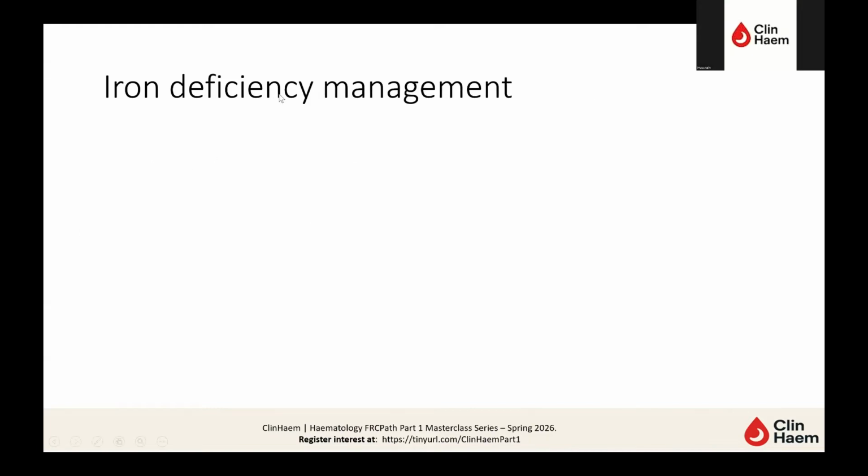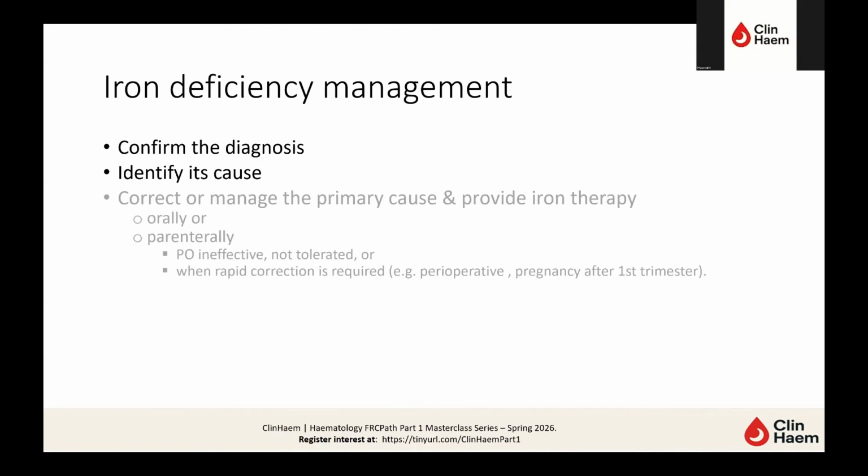So how do you manage it? First of all, you confirm the diagnosis with all the caveats that I mentioned. You identify the cause, because it almost always means bleeding from somewhere. Very rarely, it's a diet problem. Then you correct or manage the primary cause, otherwise it's not going to correct. It's like a tap is open and you're trying to replace water; you need to close the tap and provide iron therapy, which can be done orally, which is first line, or parenterally.